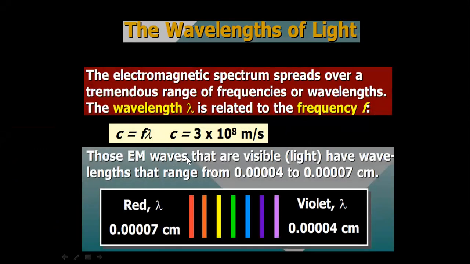Those electromagnetic waves that are visible, or light waves, have wavelengths that range from 0.00004 to 0.00007 centimeters. As you can see here, red light has a greater wavelength than violet light, which means the spectrum of red is most abundant in our cosmos.